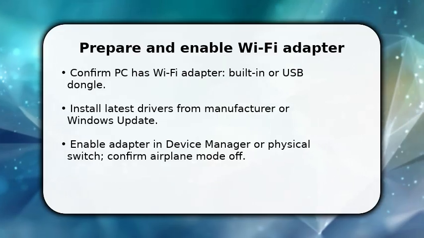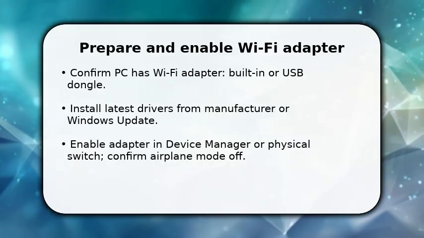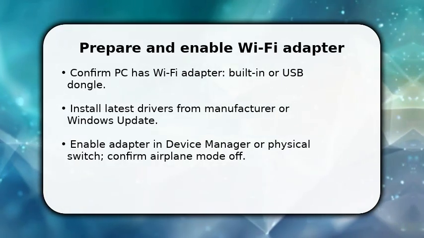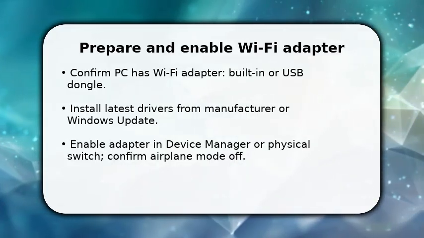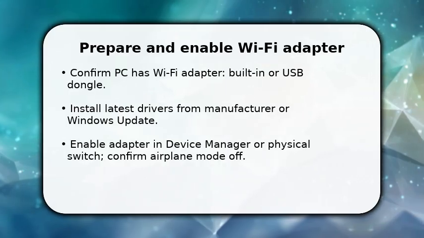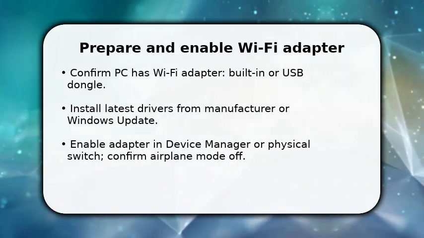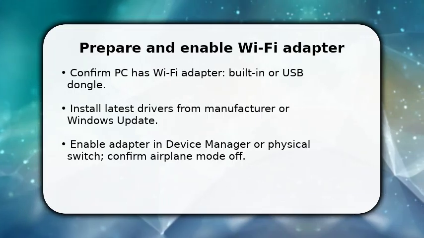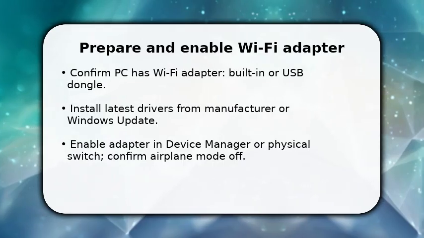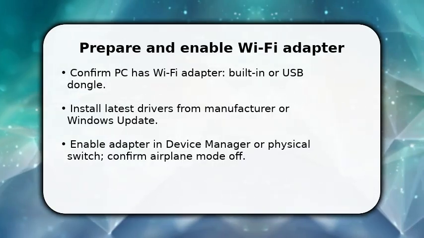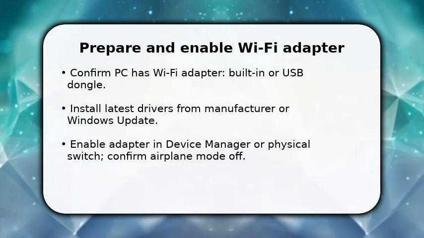You start by confirming hardware and turning the radio on. Make sure your PC reports a Wi-Fi adapter, internal or USB, and plug in the dongle now. Install or update the adapter driver using the vendor package or Windows Update so the device appears correctly. Once done, disable airplane mode and enable the adapter in Device Manager or via a keyboard switch. This ensures the system can scan networks. These steps avoid wasted troubleshooting later and get you ready to connect.